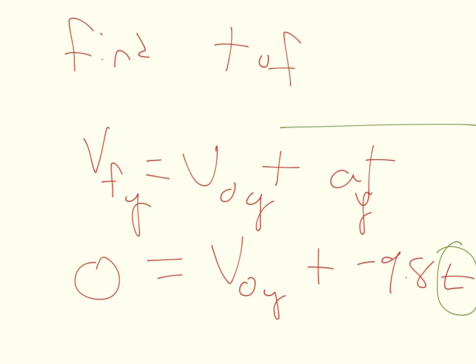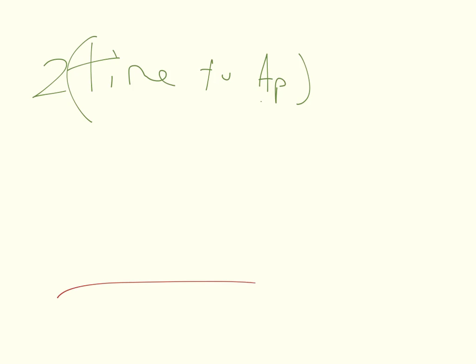But that time is only how long it takes you to get to the apogee, which is only half the flight. So you take this time from this equation, and you multiply everything by 2. So you get time to apogee, let's call it t apogee, times 2. Okay, well that's good. But how about the horizontal range?